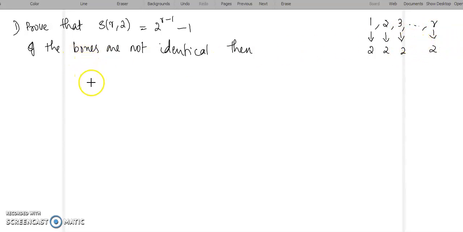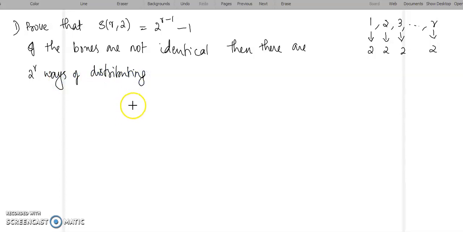So if the boxes are not identical, then there are 2 raised to r ways of distributing r distinct objects to two boxes. So these are all the possible distributions.